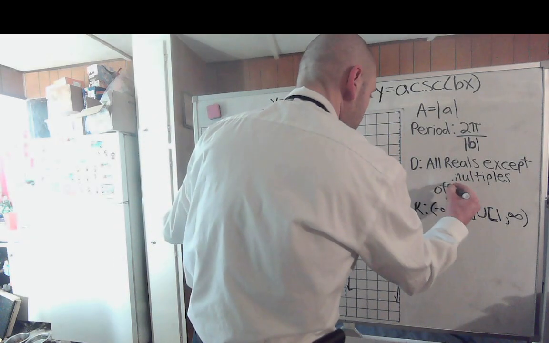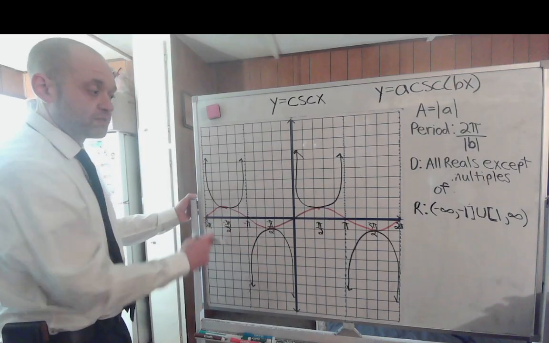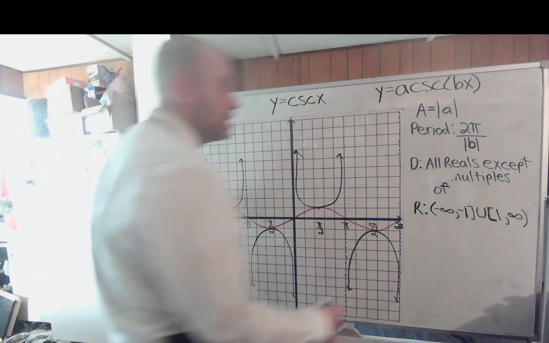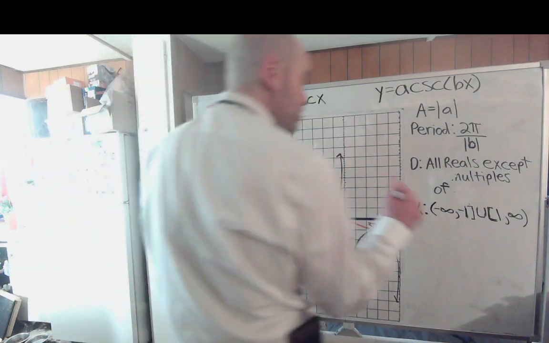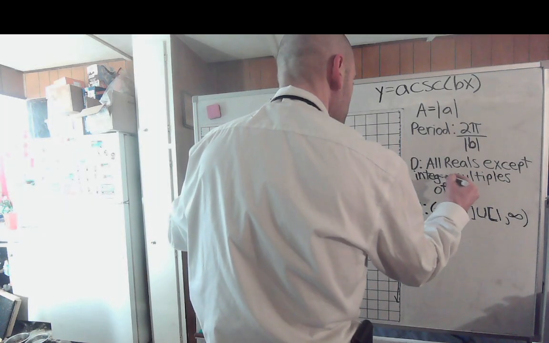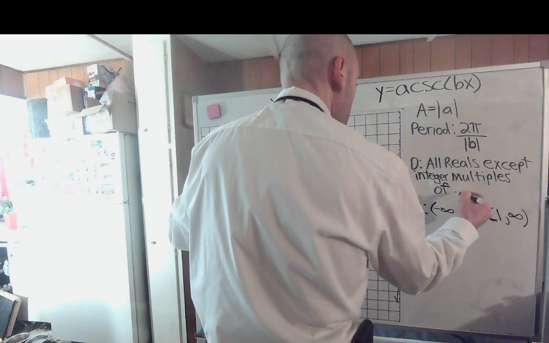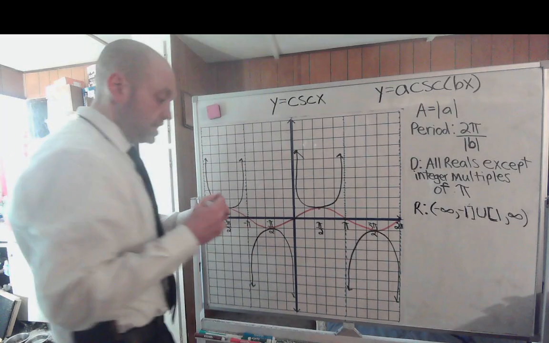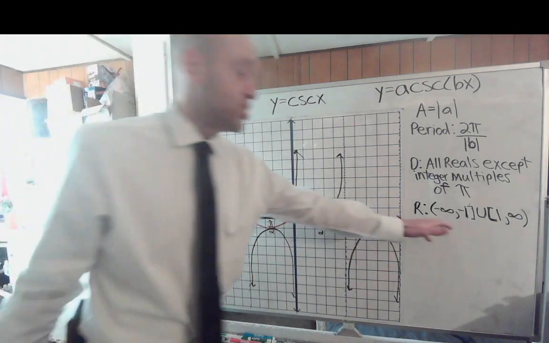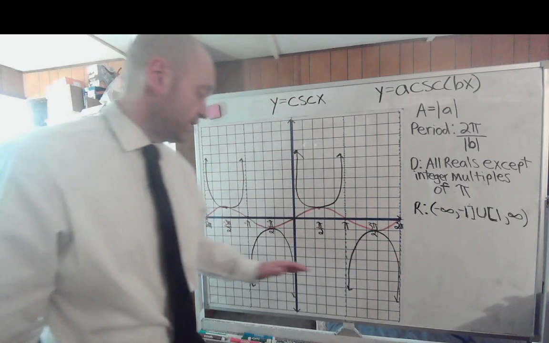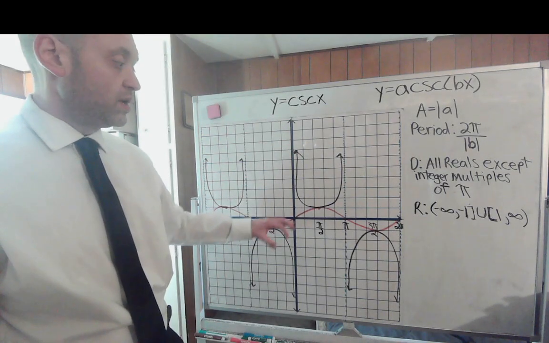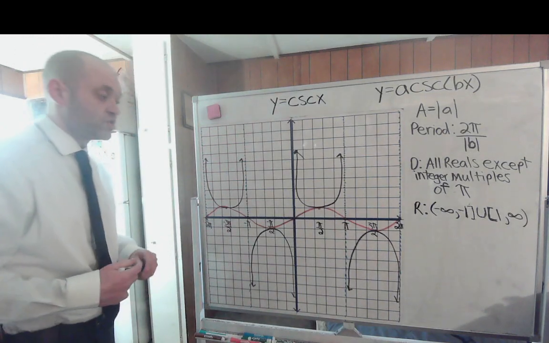So we notice that you have asymptotes at integer multiples of pi: at pi and 2 pi, negative pi and negative 2 pi, and at 0. So the domain of the cosecant function is all real numbers except integer multiples of pi. But the range hasn't changed. It's still from negative infinity to negative 1, and then from positive 1 to infinity. So the numbers between negative 1 and positive 1 are excluded from your range.